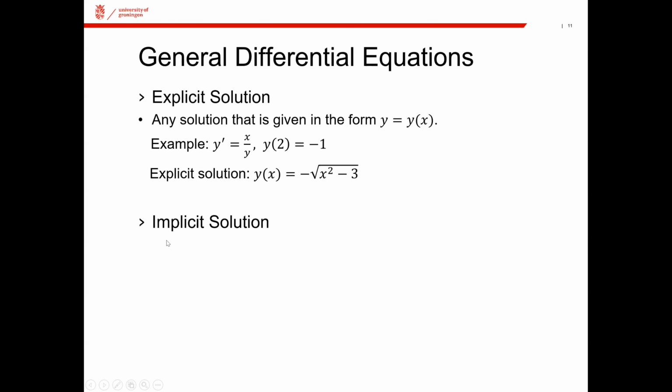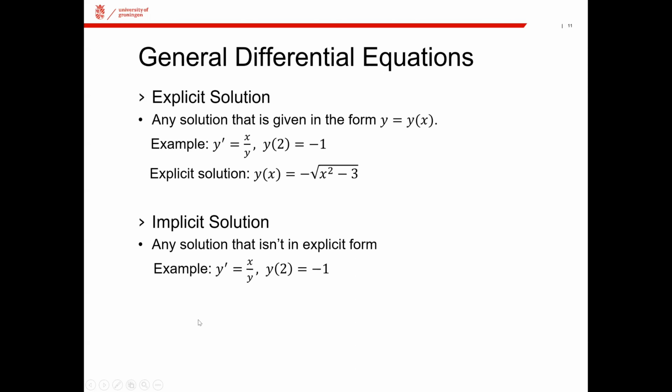And on the contrary, the implicit solution is any solution that isn't in the explicit form. So with the same example, we have the implicit solution that y squared equals x squared minus 3. So on the left side, it is not y, it's y squared. Then it is an implicit solution.